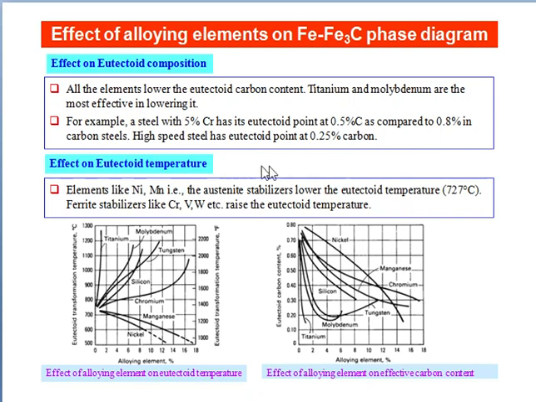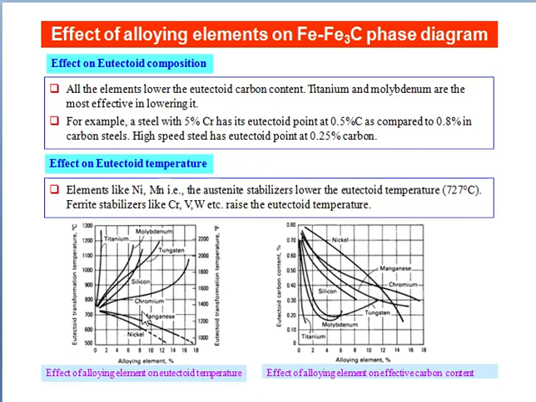Effect on eutectoid temperature. Elements like nickel and manganese, that is the austenite stabilizers, lower the eutectoid temperature of 727 degrees Celsius. Ferrite stabilizers like chromium, vanadium, etc. raise the eutectoid temperature.